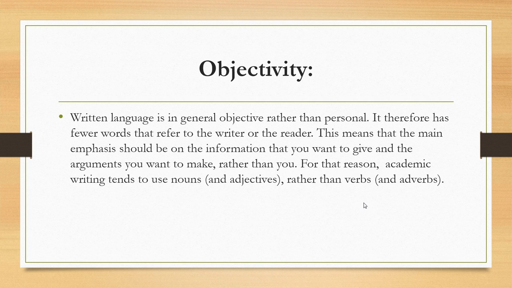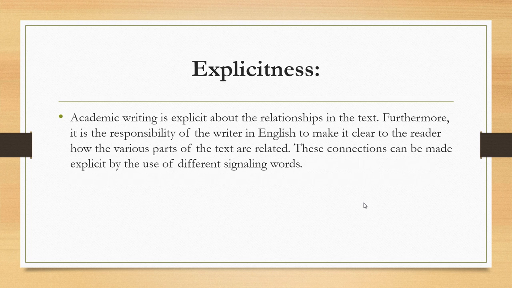Objectivity means the information you want to provide while writing an academic piece. The central idea must not be you or the reader. The central idea must be the information provided through the piece of writing. For that reason, academic writing tends to use nouns and adjectives rather than verbs and adverbs.